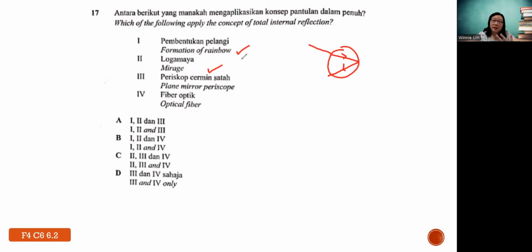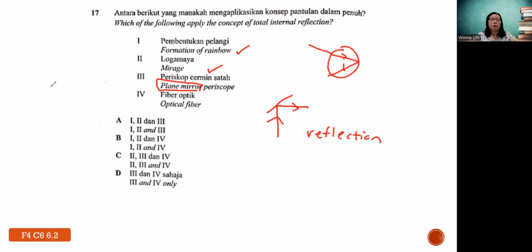So it's also the concept of mirage. Okay, then plane mirror periscope. Since it's a plane mirror, the mirror only involves the normal ideal reflection. Understand? Normal ideal of reflection. They didn't reflect inside the medium.